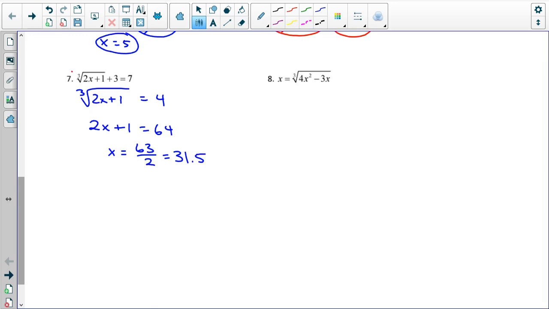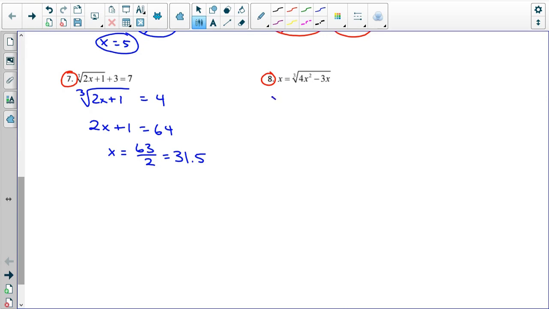In problems like 7 and 8, it's much more unlikely to have an extraneous solution because when I cube everything, I'm not adding or subtracting positive or negative values nearly as much. Is it possible still? Yeah, but it's not nearly as likely as when I have a squared situation.